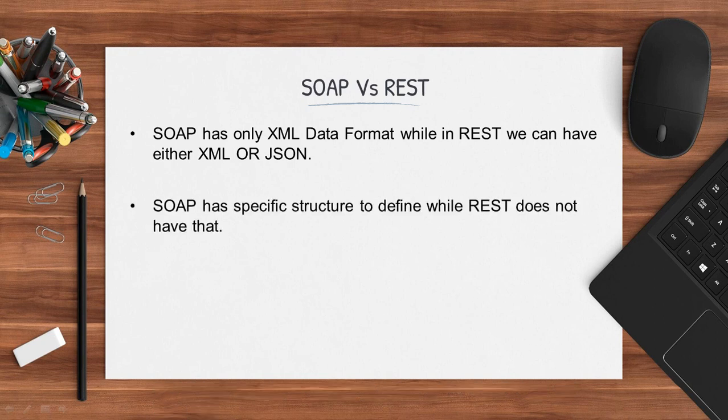So in SOAP, we know that we have request in the format of XML. So there we have a structure for our request. There is a SOAP envelope, SOAP body and SOAP header. While in the case of REST, you don't have any structure in which you need to define your request. So in SOAP, you need to follow a structure, while in REST, you don't have any kind of structure to follow.